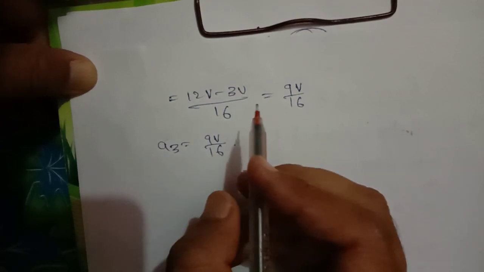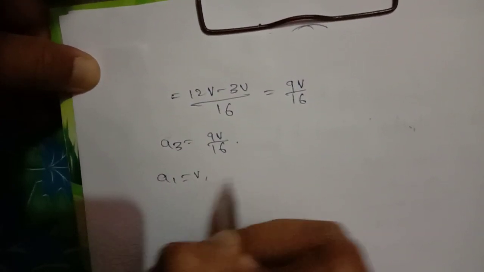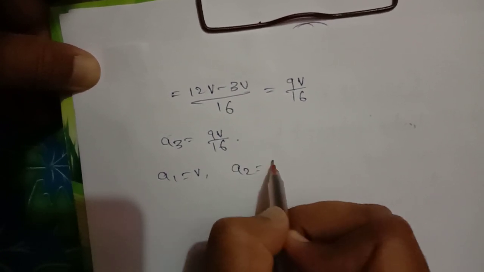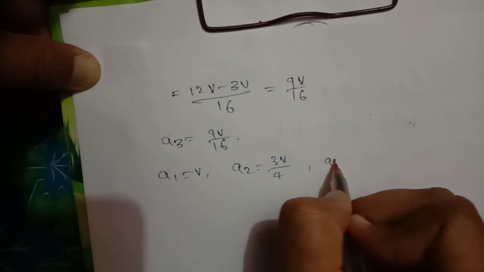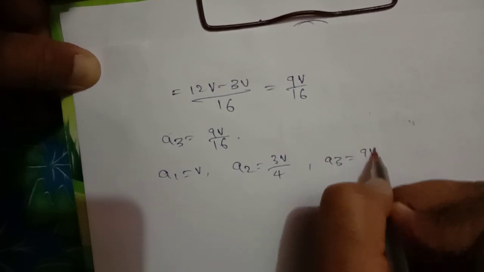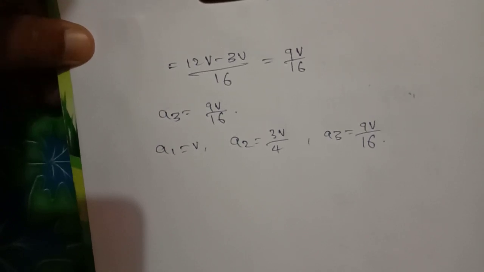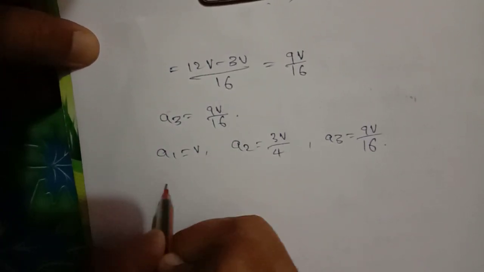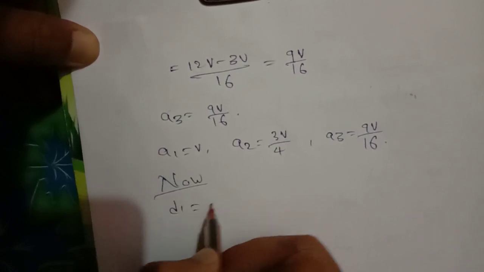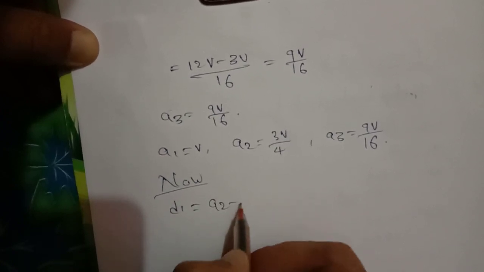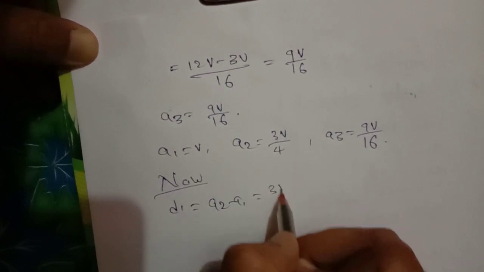So already we got here A1 is equal to V, A2 is equal to 3V by 4, and A3 is equal to 9V by 16. We got all this here. Now we have to find D1 and D2, the differences. D1 means A2 minus A1. A2 how much? 3V by 4.